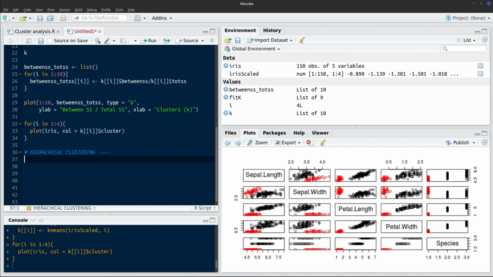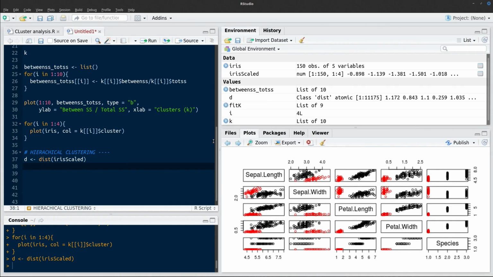So rather than supplying the raw data frame to perform hierarchical clustering as we did for K-means, instead we have to supply what's called a distance matrix, which is a matrix of the distance between every point in your data frame to every other point. And we can generate this using the dist function. And again, we're going to supply the scaled data frame.